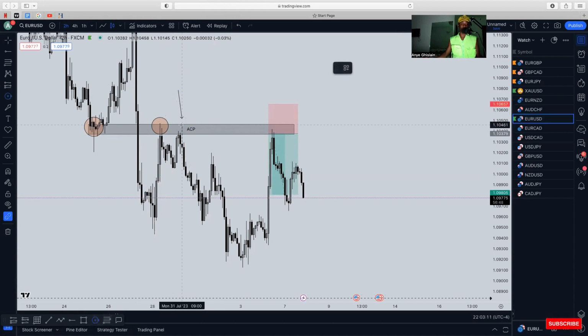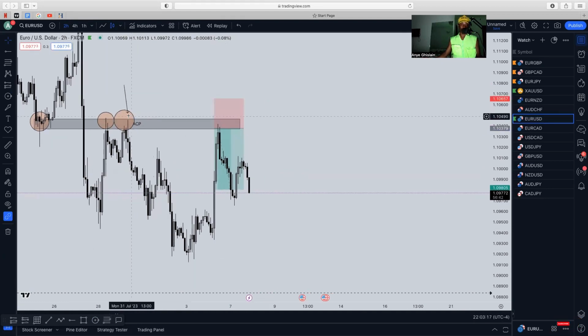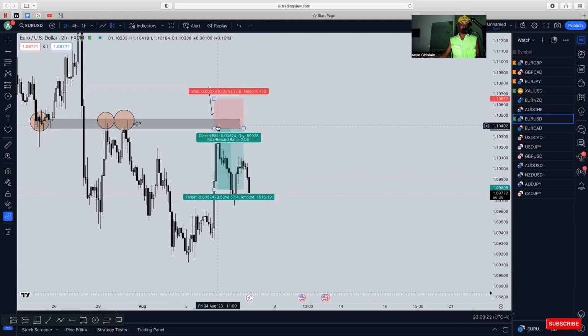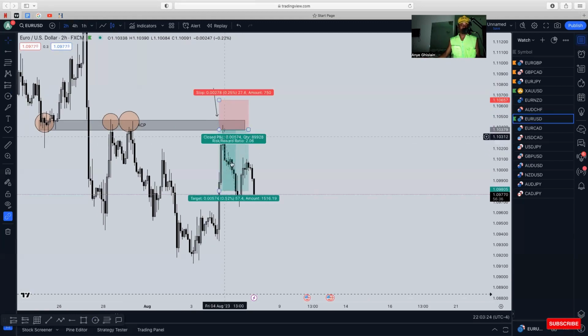However, if you missed this one, looking at these weak rejections and everything, that shows there's more opposing pressure in this market, which gives us another opportunity to still sell this market. So that's exactly what I did. I took this trade and I shared it in my free Telegram group.